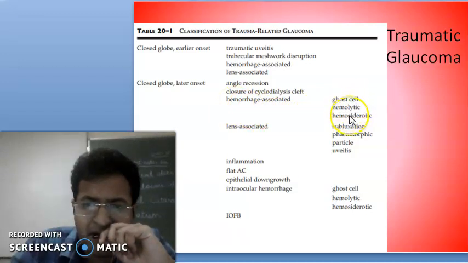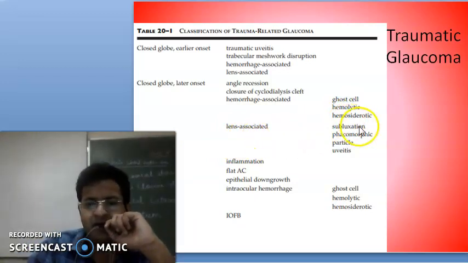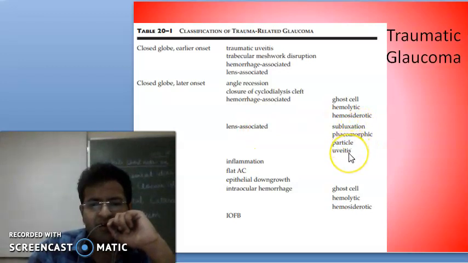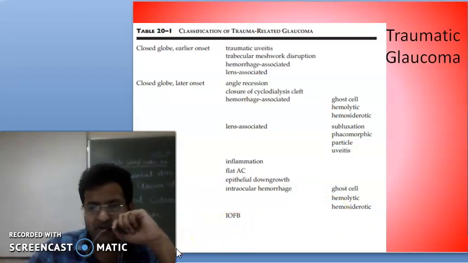which can be ghost cell, hemolytic and hemosiderotic glaucoma, and lens-associated glaucoma. Late onset closed globe injury can be due to subluxation, phacomorphic, particle and uveitic glaucoma. The open globe injury can also cause glaucoma because of inflammation, flat anterior chamber, epithelial downgrowth into the anterior chamber, intraocular hemorrhage, which can further lead to ghost cell glaucoma, hemolytic glaucoma, or hemosiderotic glaucoma, or an intraocular foreign body. Glaucoma can also be caused because of chemical, thermal, or electrical injuries.